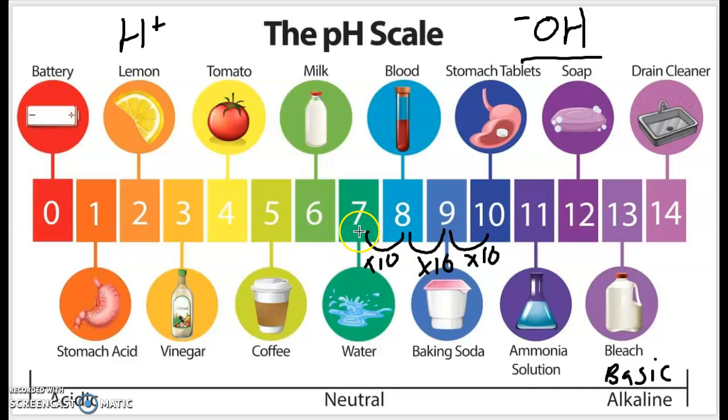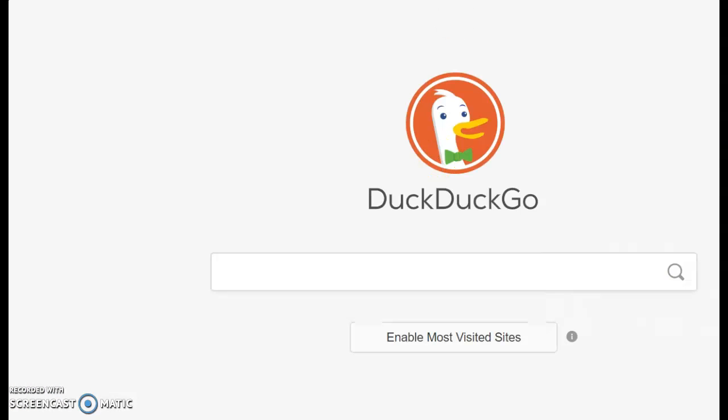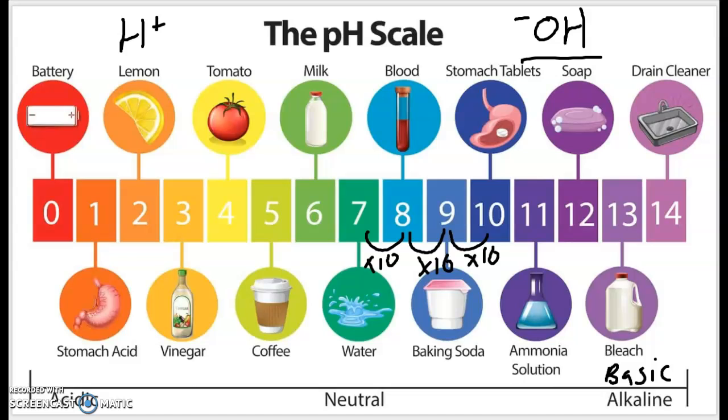Likewise, if you are going acidic, and I'll change colors for this, if you're going acidic, every pH you move, you are adding 10 times the amount of H plus ions instead of base ions. And here again, from a pH of 6 to a pH of 5, you will have added 10 times the amount of H plus ions. So it's all a matter of which ions you have present in your solution and how many of them there are.